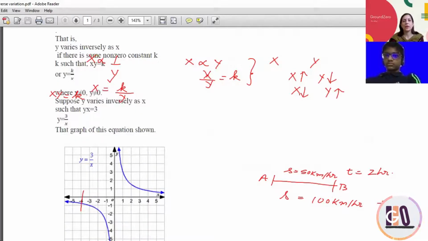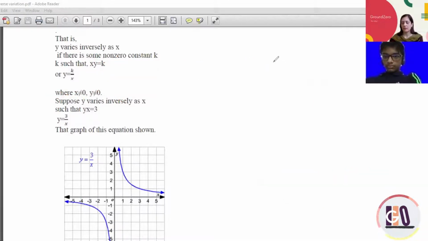Okay, we have got the relation. Now can you say what graph we will get if we have an inverse relation? Both of them are going opposite ways. Let us suppose I have drawn a graph for the equation yx is equal to 3, or y is equal to 3 upon x. So y and x have an inverse relation. I have plotted x on the x-axis and y on the y-axis.